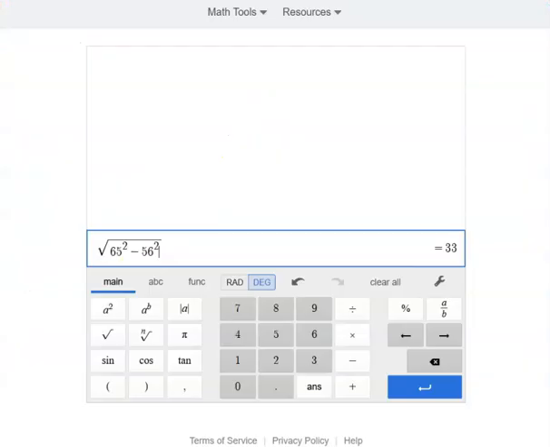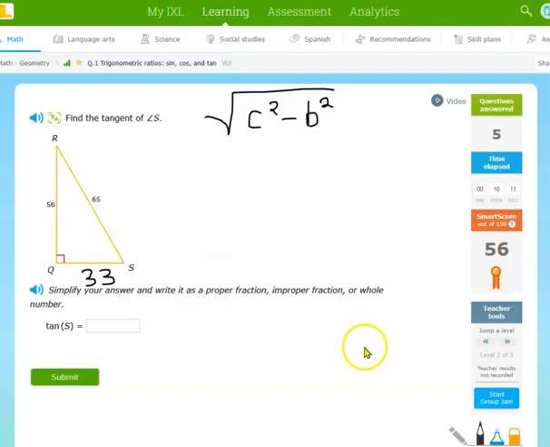Let me just show you real quick. If I had accidentally done the 56 first, so 56 squared minus 65 squared, you get undefined. If you have undefined, it means that you need to flip your numbers. The larger number has to be first. You can't end up with a negative under a square root. So back over to our problem. Let's go ahead and go through our process here.